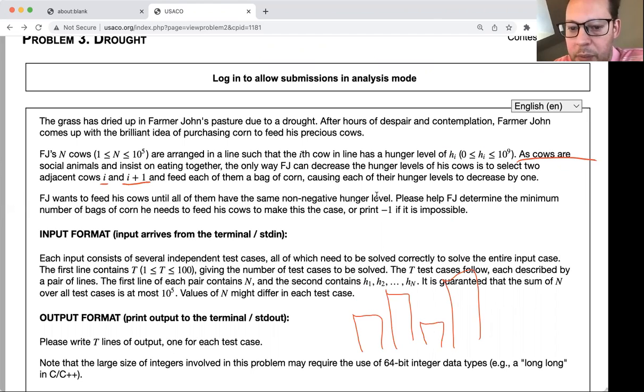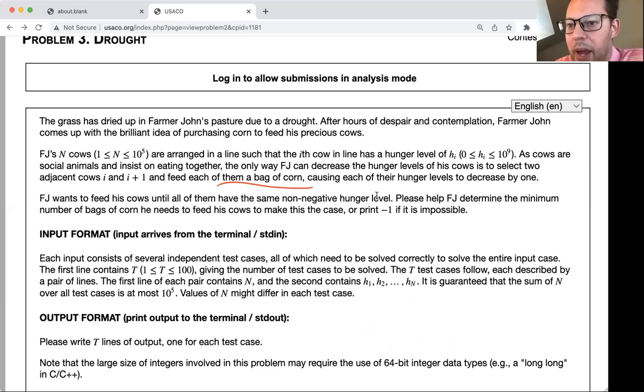But if I were to feed one of the middle cows, I have a choice to feed either the left side cow or the right side cow. We're going to find a way to make it so that we don't have to worry about making that choice. And the way we're going to do that is by processing it from left to right. We'll come back to that later as well.